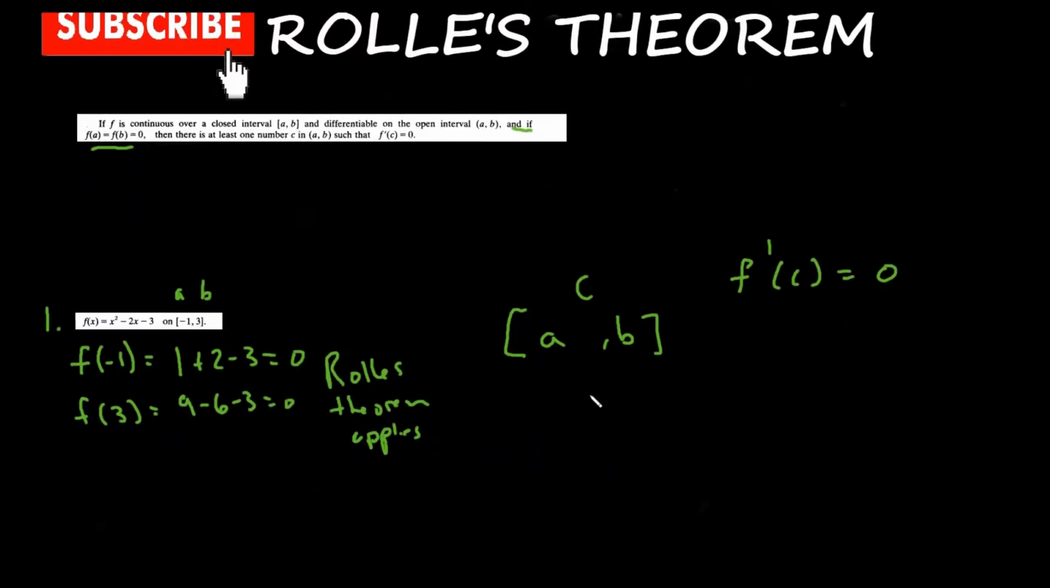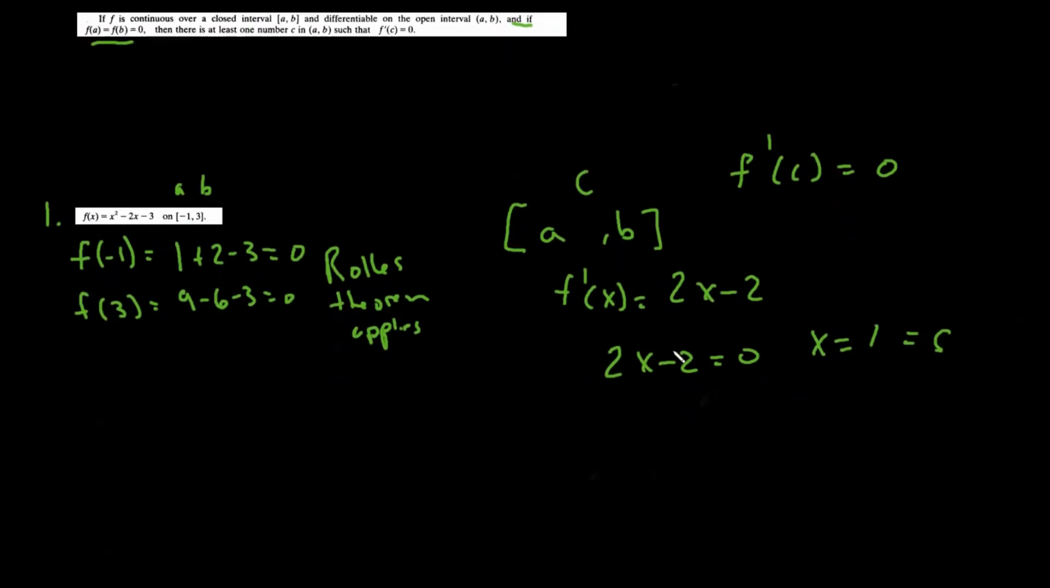So to do that, we take the derivative of our function. So we get f prime of x is equal to 2x minus 2. And if we set 2x minus 2 equal to 0, we can find our value for c. So solving this, we get x is equal to 1, which is equal to c, and you see that the c value is between our interval of negative 1 to 3. It lies between. And if I plug 1 into f prime, I should get back 0.